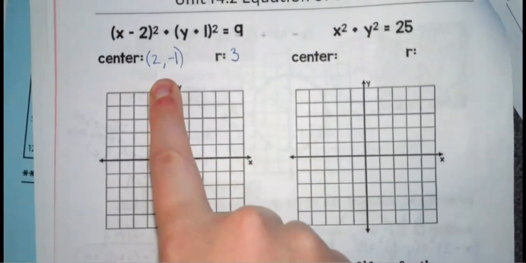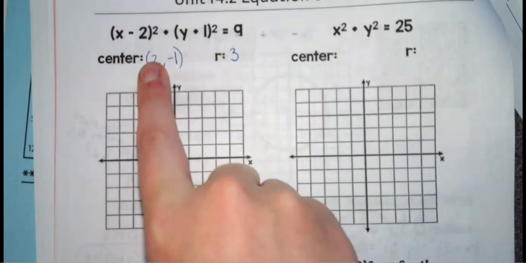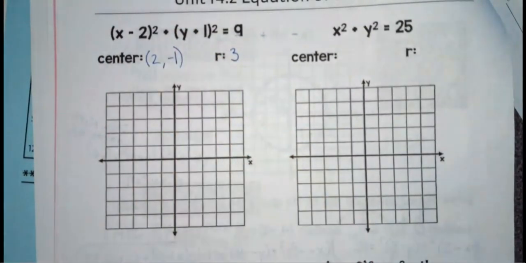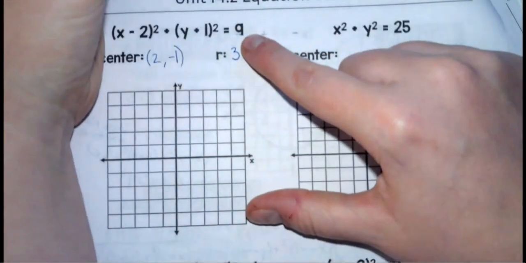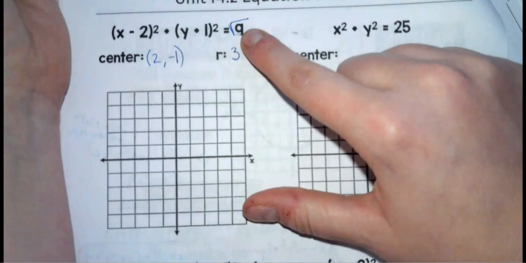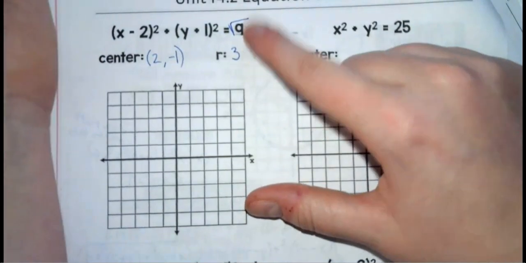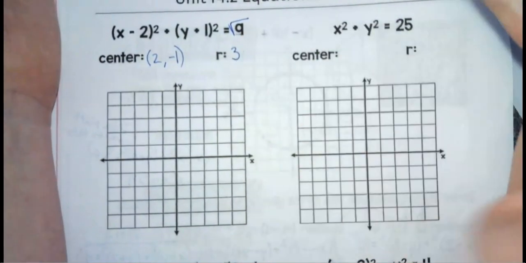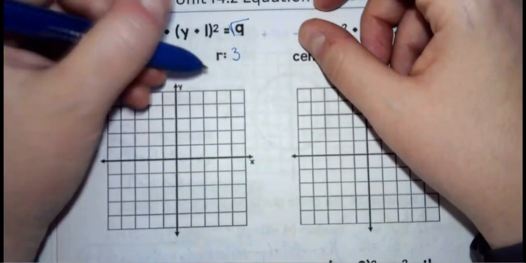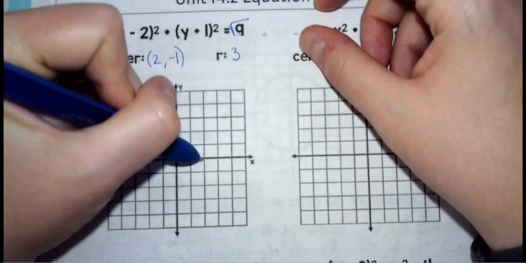All right, the center, +2, -1. Change the signs, don't mess that up. The radius is 3. How did I get that? You take whatever's in this, which is not a Q, it's a 9. You take this number and you take the square root of it always. Sometimes it will be a nice pretty number. On Delta it will always be a nice pretty number. So the center is at 2, -1.